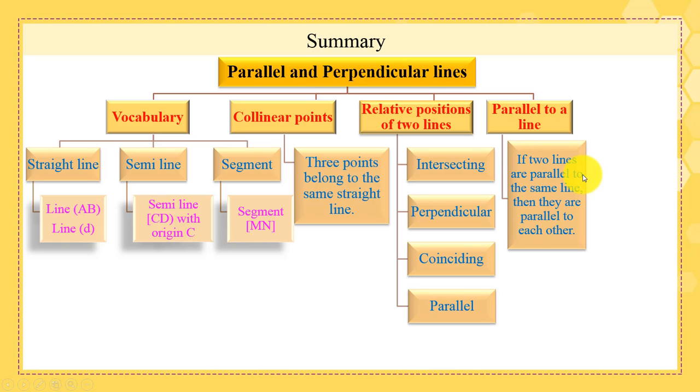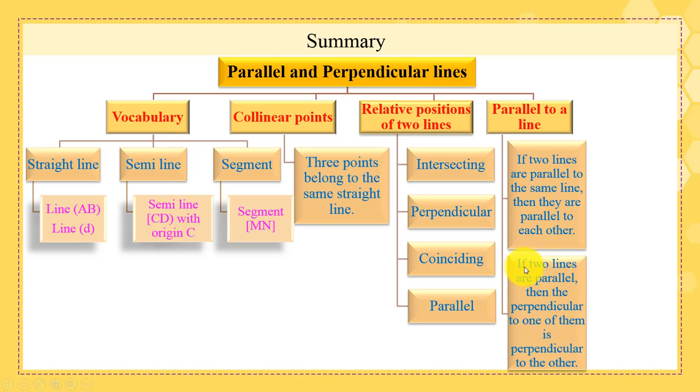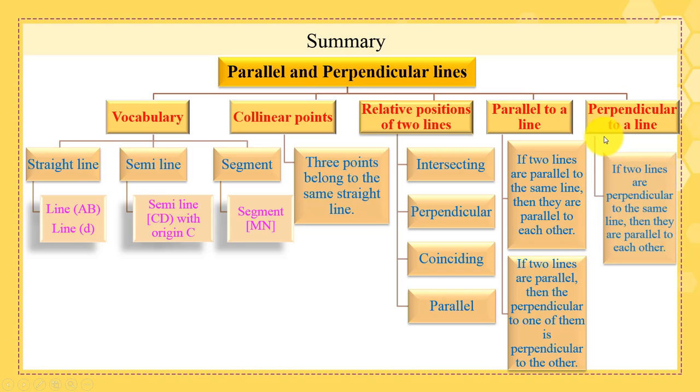Parallel to a line: if two lines are parallel to the same line, then they are parallel to each other. If two lines are parallel, then the perpendicular to one of them is perpendicular to the other. Perpendicular to a line: if two lines are perpendicular to the same line, then they are parallel to each other.